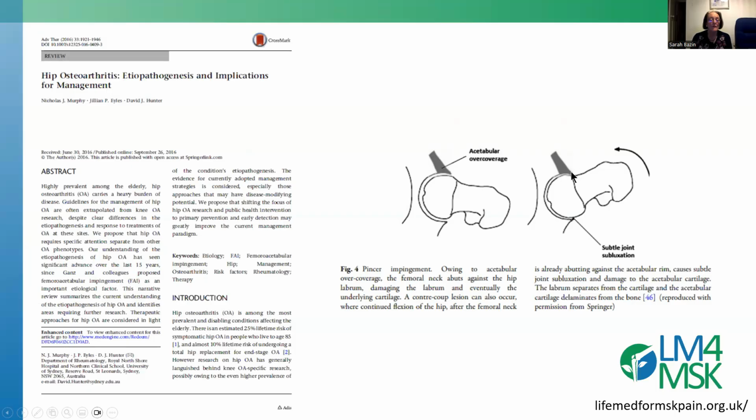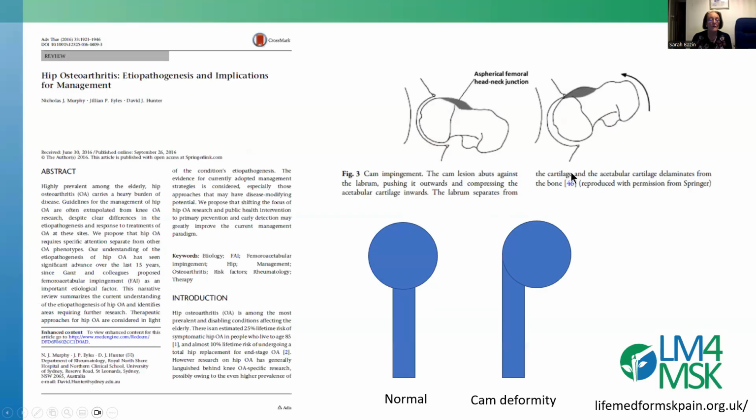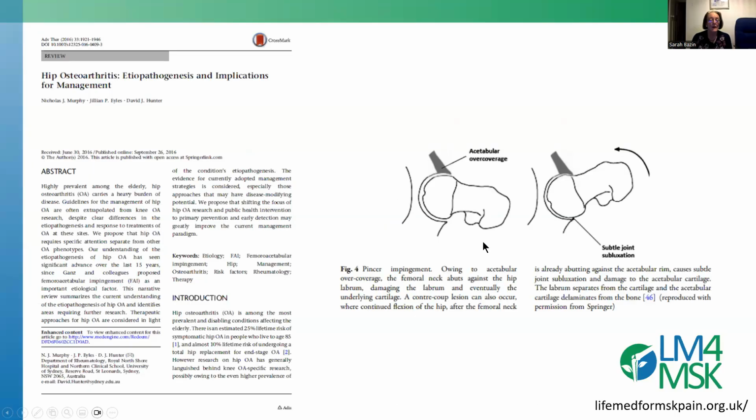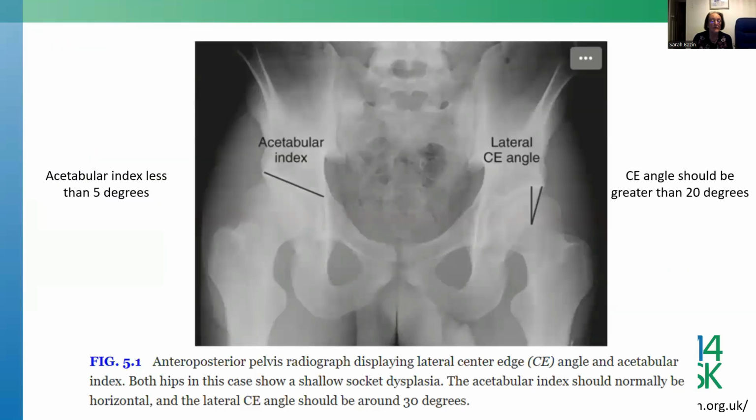But this impingement is called the pincer. The other one is called the cam type of deformity, whereas this one is called the pincer type of deformity. Pincer. So both of these can cause impingement. Impingement is within the range of motion. It hits on the edge of the cup and it causes pain.